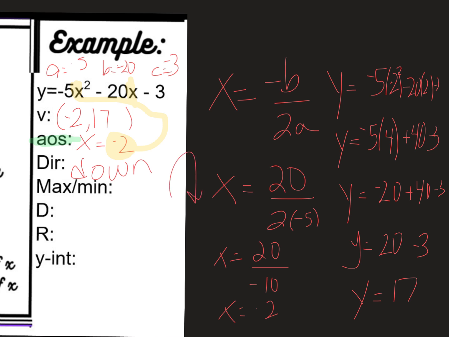Since it points down, then we know this is a maximum value. So I'm going to scribble out minimum, and so maximum is visible. And remember, the maximum value is the y-coordinate of your vertex. So the maximum is 17. The domain is negative infinity to positive infinity. The range is from negative infinity to positive 17. And then the y-intercept is your c value, so that is negative 3.